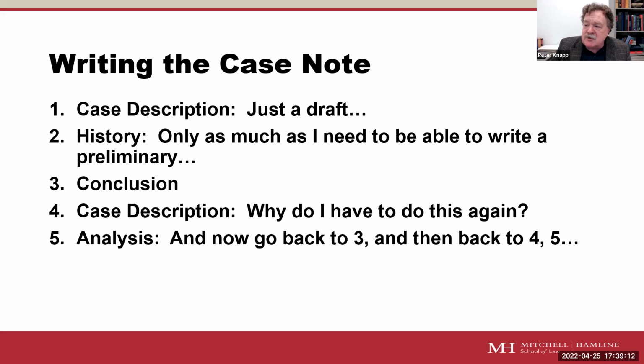With a conclusion that you've started to understand and think about, that additional research that you're doing is done with the purpose of supporting that conclusion, of honing that analysis, and you are improving the work that you're doing as you go along, and ideally, you're redrafting as you go along.